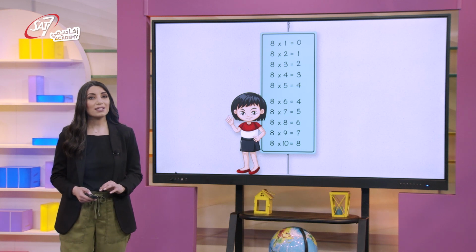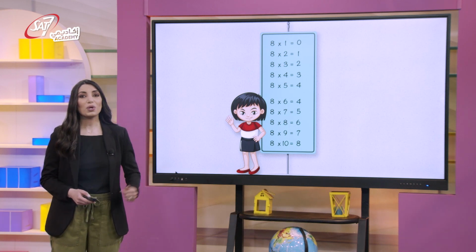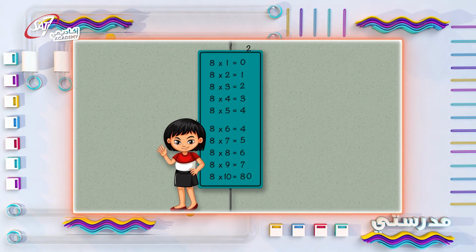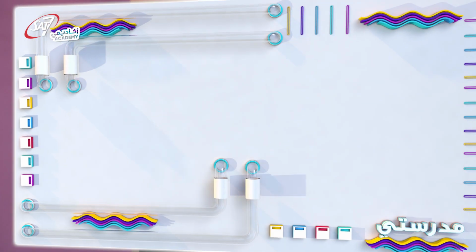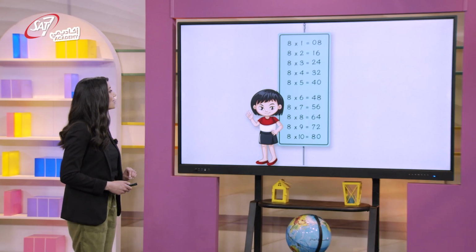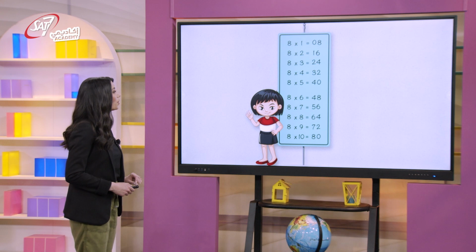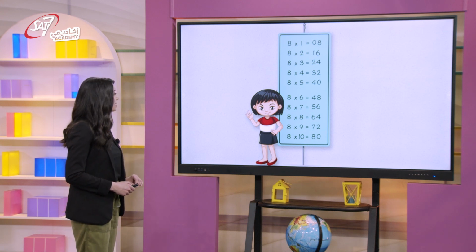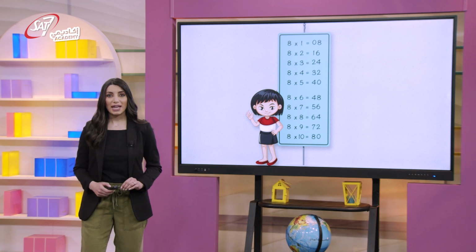Now, as we add the second digit of each answer, we will count in 2s from bottom to top. 0, 2, 4, 6, 8. 0, 2, 4, 6, 8. Isn't it an interesting pattern? Now let's count in 8s by reading the answers. Say them out loud with me. 8, 16, 24, 32, 40, 48, 56, 64, 72, 80.